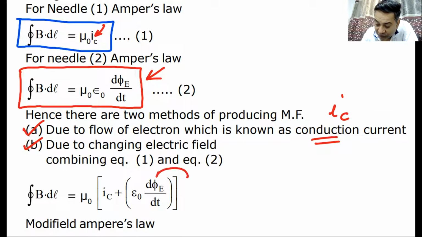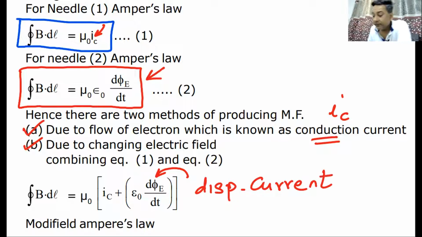This quantity that you see here, epsilon naught into d phi E by dt, is known as displacement current. This current is produced by the electric field which is produced by the changing magnetic field. This one is our normal current, which is known as conduction current. So basically what Maxwell did was correct this equation and add one more term to it.